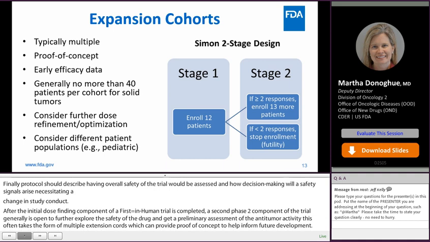You can also include cohorts to explore anti-tumor activity in different patient populations, such as pediatric patients, if warranted, or build in a randomized phase 2 component to compare safety and activity of 2 dose levels to help with dose optimization.